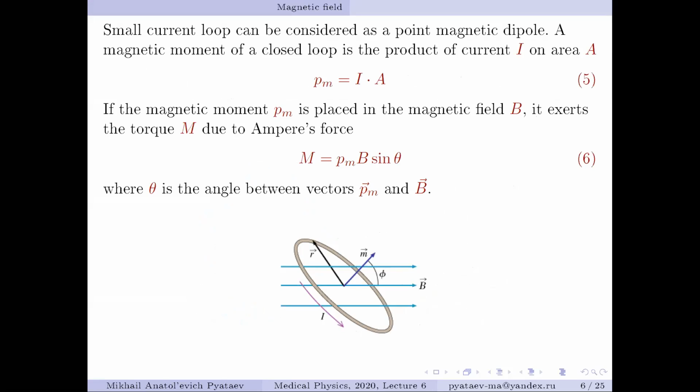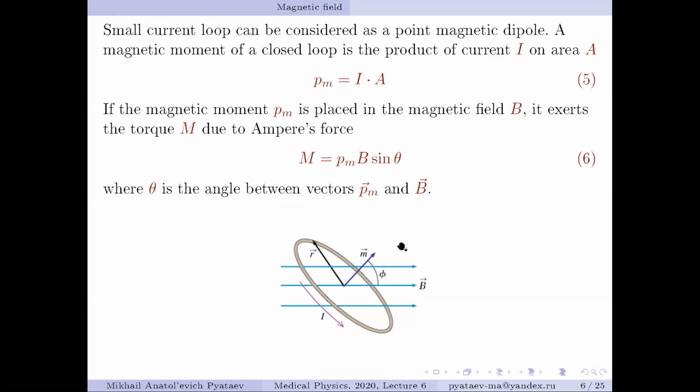So if we have a charged particle which is inside an external magnetic field and which has a magnetic moment Pm, then we would find that the particle feels the torque M. So there is a torque that makes the magnetic moment rotate, and it tends to move the magnetic moment so that vector Pm will be parallel to the external magnetic field B. And if we have a loop with current in a magnetic field, the torque will try to rotate it so that M will be parallel to B.